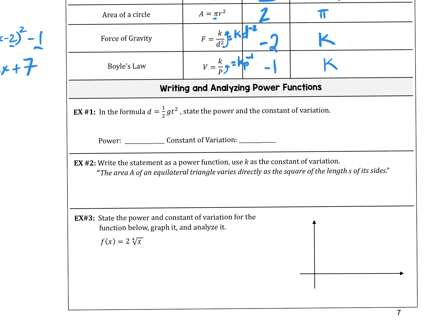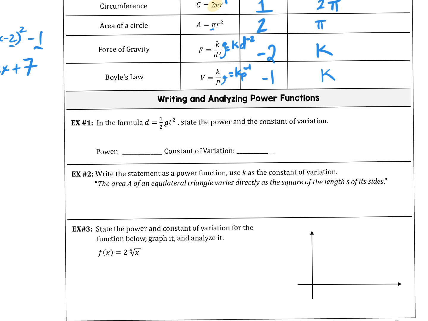No, what's the power? What is that attached to? Nope, it's just attached to t. Yes. So it's everything else other than the variable, isn't it? Okay, so your constant of variation is 1/2 g. Is everybody getting that? Pretty easy to figure out, isn't it?